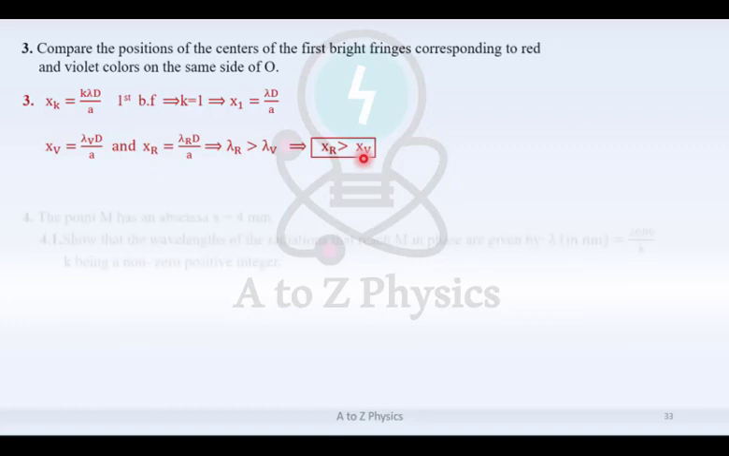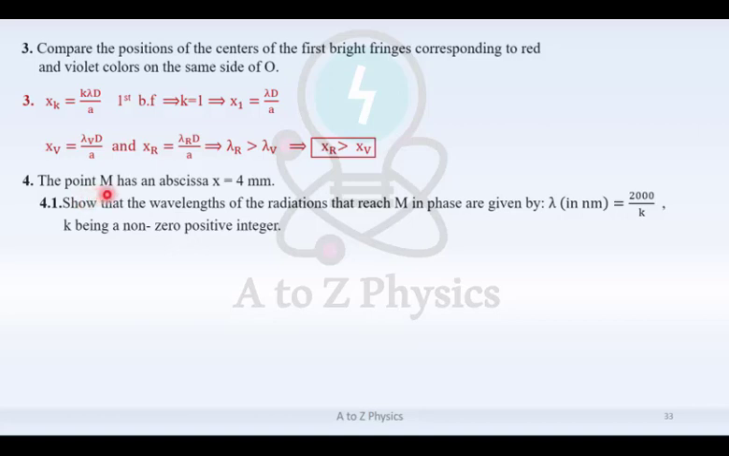Part 4. The point M has an abscissa x equal to 4 mm. 4.1 Show that the wavelengths of the radiations that reach M in phase, so bright fringe, are given by lambda in nanometers equal to 1000 over k, k being a non-zero positive integer.